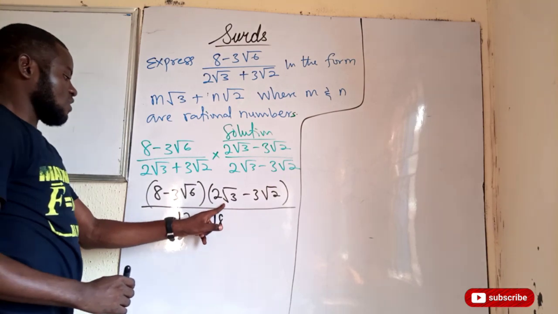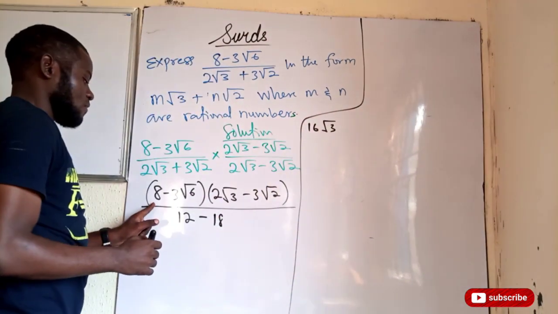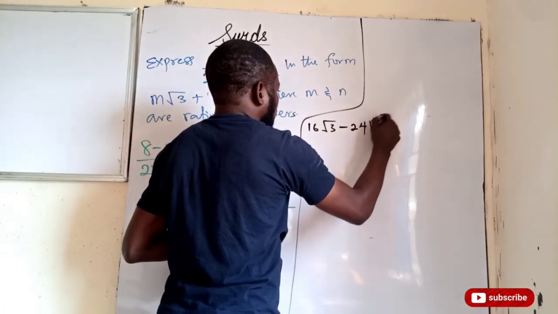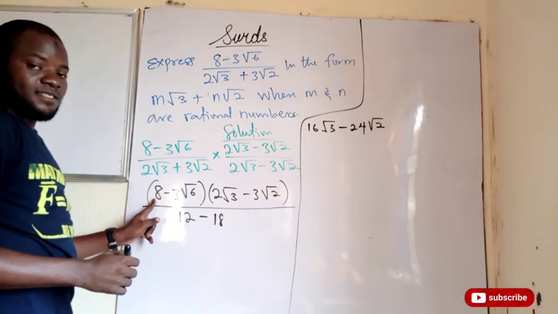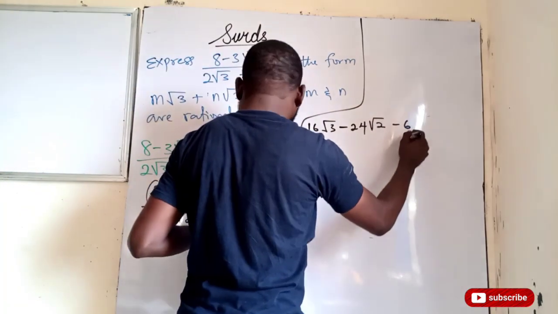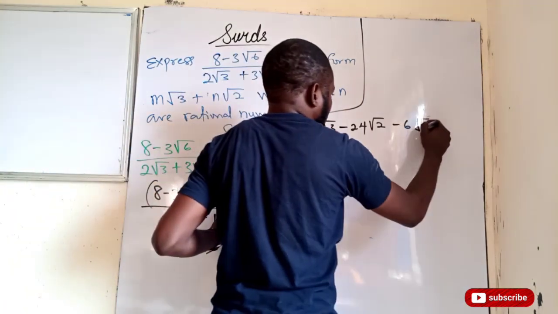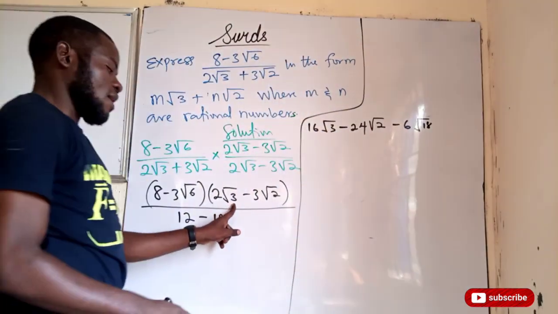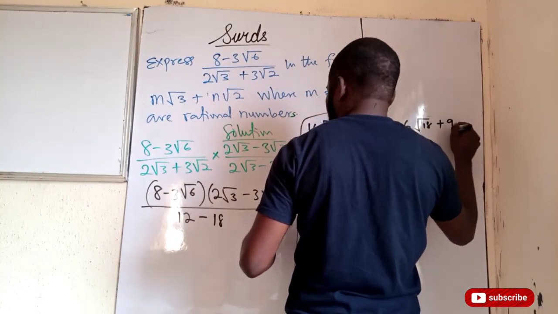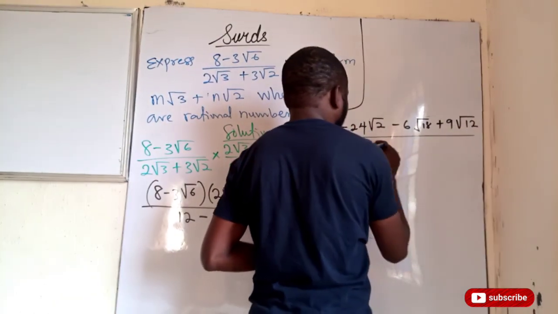8 times this will give us 16 root 3. And 8 times this will give us minus 24 root 2. We are done with this. So let's pick this next. This times this will give us minus 6 root 18. Are we there? And this times this will give us plus 9 root 12, all divided by negative 6.